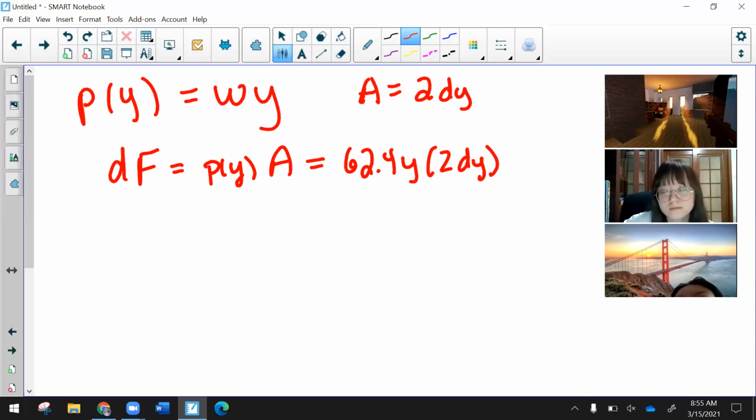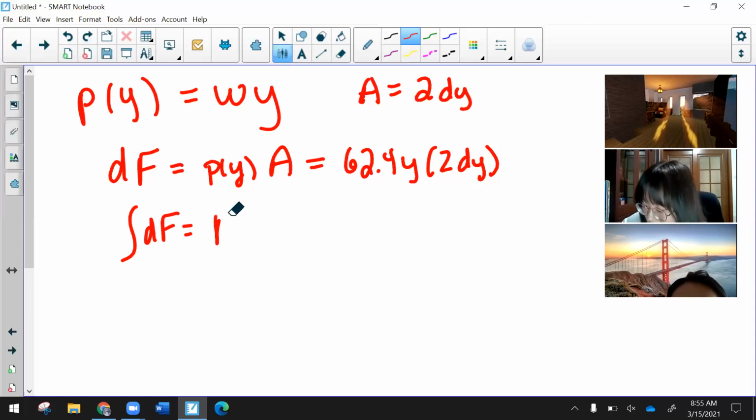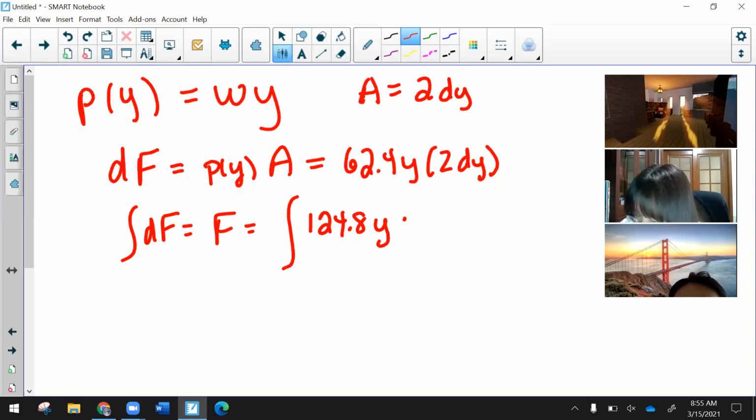And if I integrate dF, I get F, and I get the integral of 124.8 y dy. And then what are my limits of integration? 0 to what? I got 5 over 6. 5 over 6.